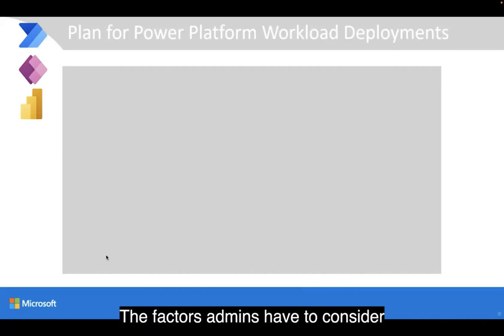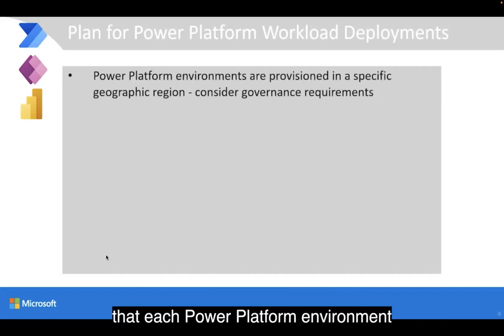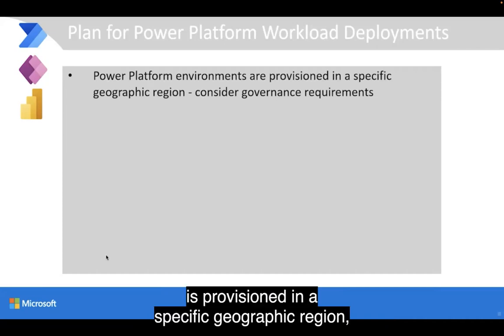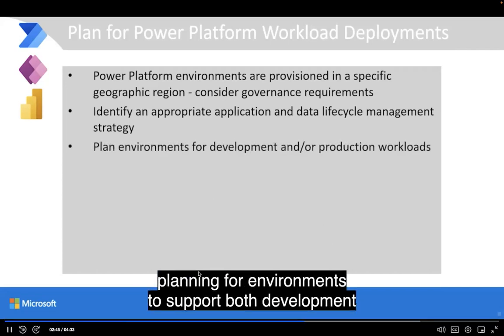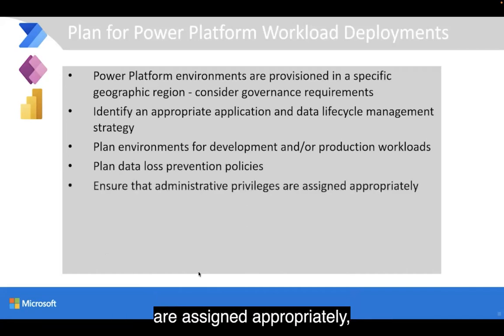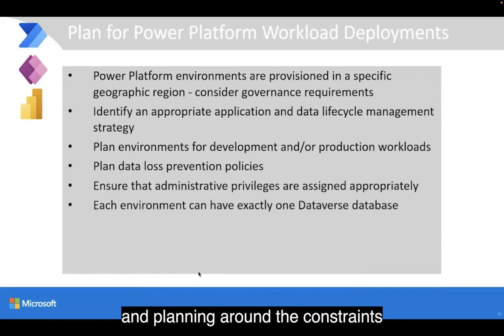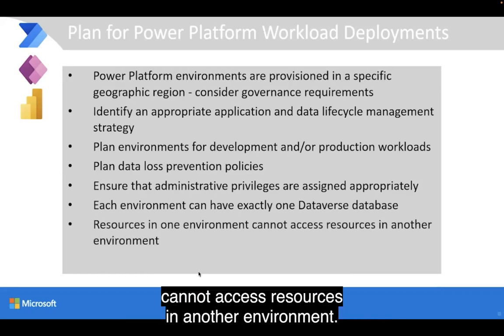The factors admins have to consider when planning a deployment include governance policies that account for the fact that each Power Platform environment is provisioned in a specific geographic region, identifying an appropriate application and data lifecycle management strategy, planning for environments to support both development and production workloads, data loss prevention policies that protect sensitive information from leaking out of the organization, ensuring that administrative privileges are assigned appropriately, and planning around the constraints that each environment can have exactly one Dataverse database and that resources in one environment cannot access resources in another environment.